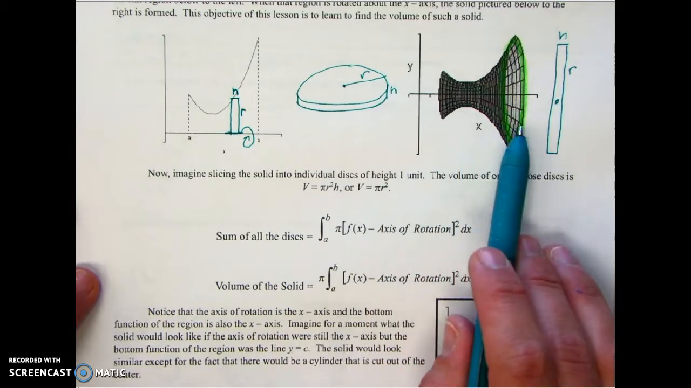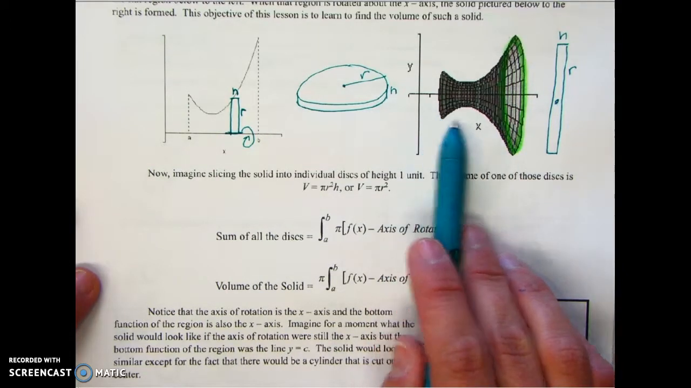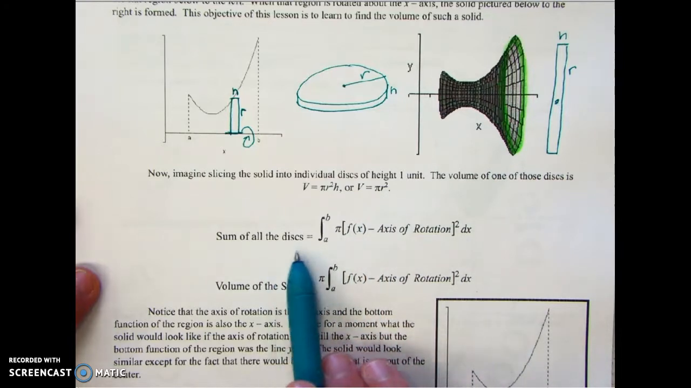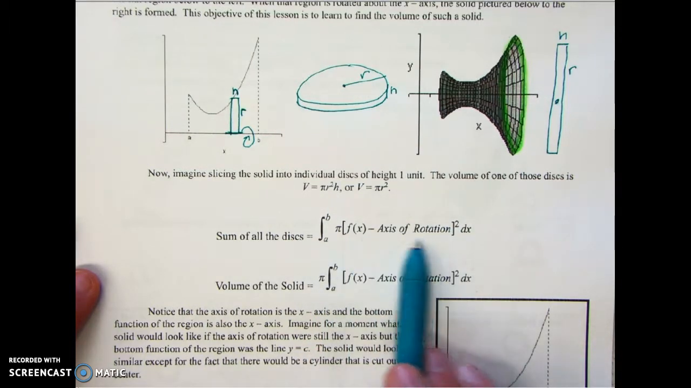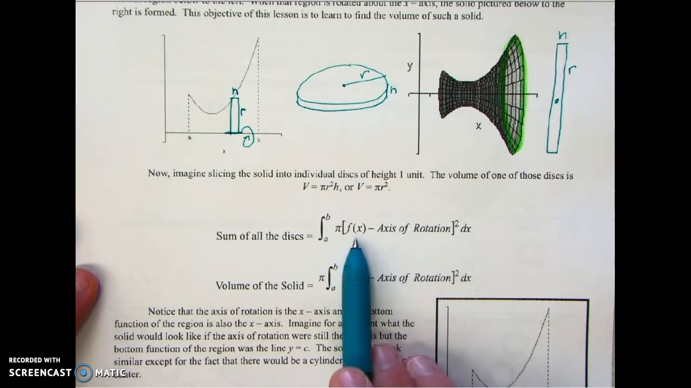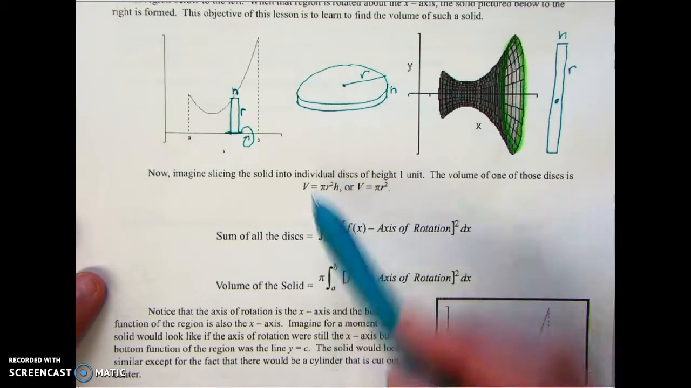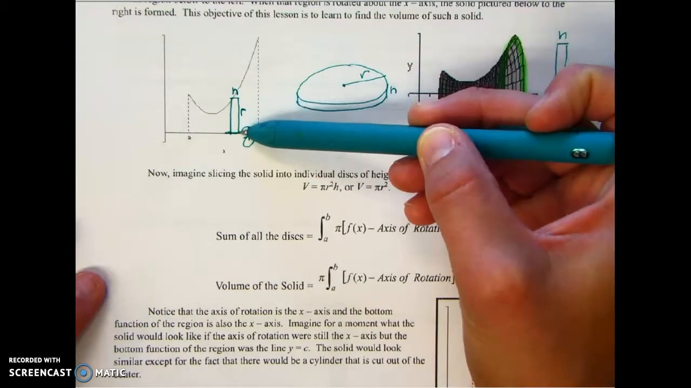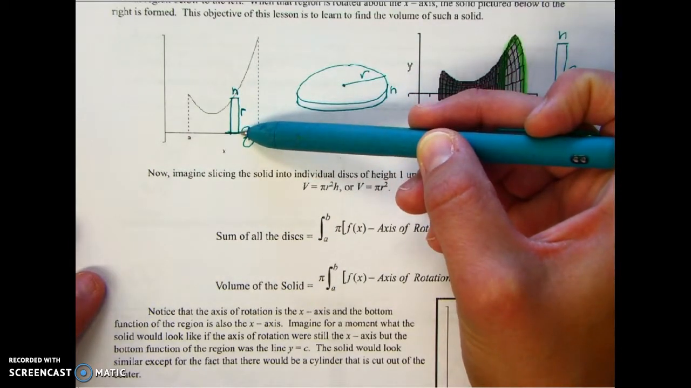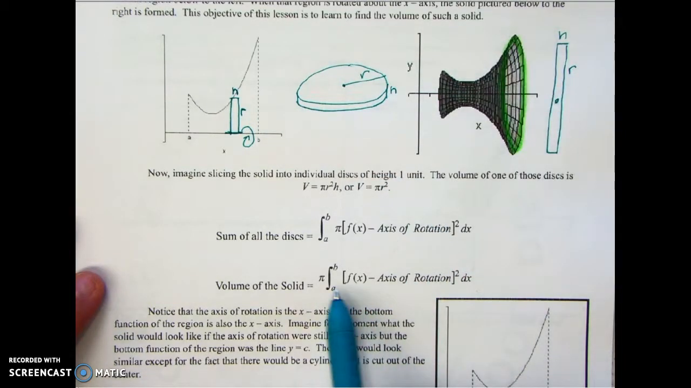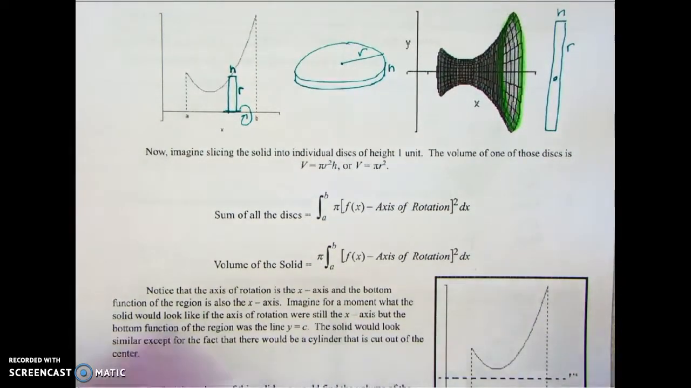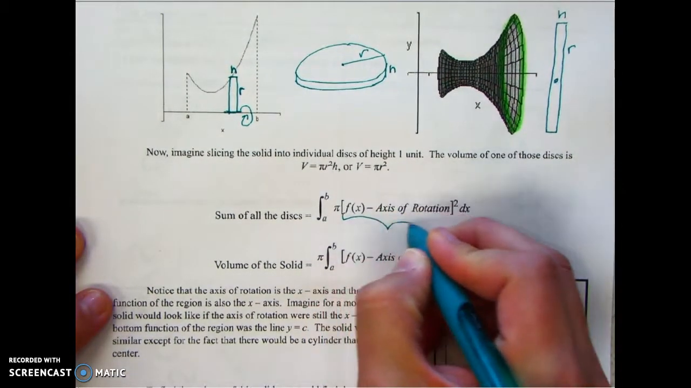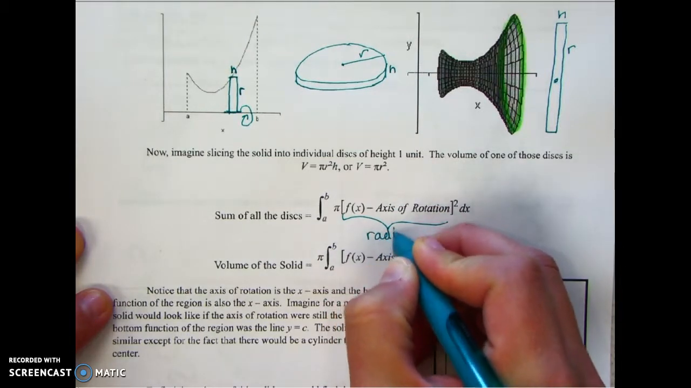Now, we're just talking about one slice, but if you integrate from a to b, then you have the sum of all the discs. So the sum of all the discs is from a to b, and it's going to be pi r squared. What's r? R is going to be the distance from your function, this curve, to your axis of rotation. We're going to write the pi in front because we don't want it to get in the way. But this piece here is our radius.